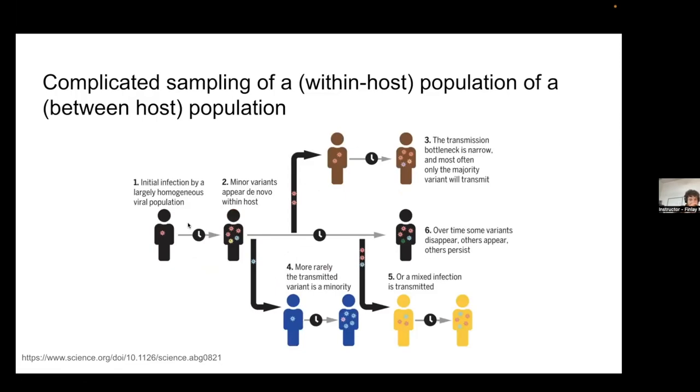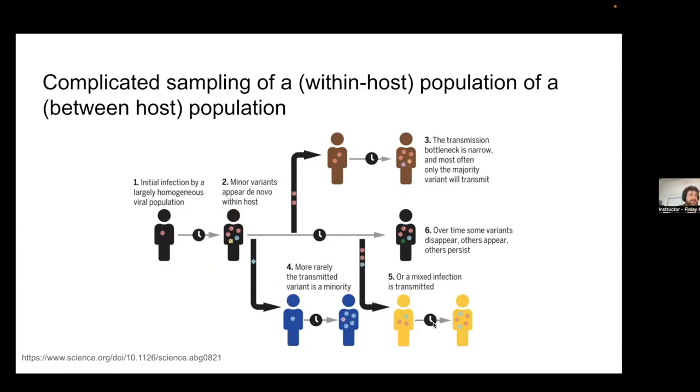And here's another view on that. We see infection, a homogeneous population at the beginning, because a small number of viruses have caused it, and diversity appears over time during that infection. And then depending on when someone infects, they might transmit a different subset of that diversity.